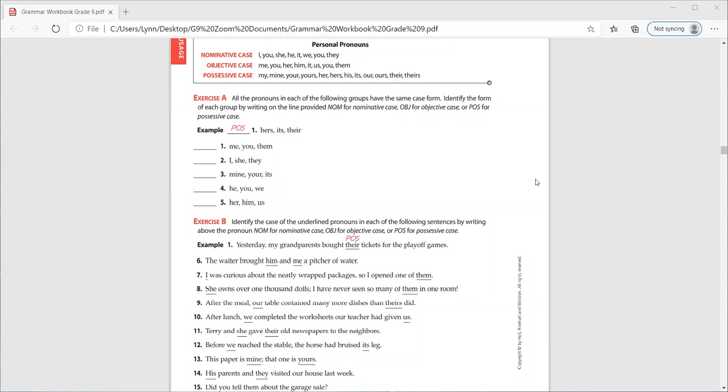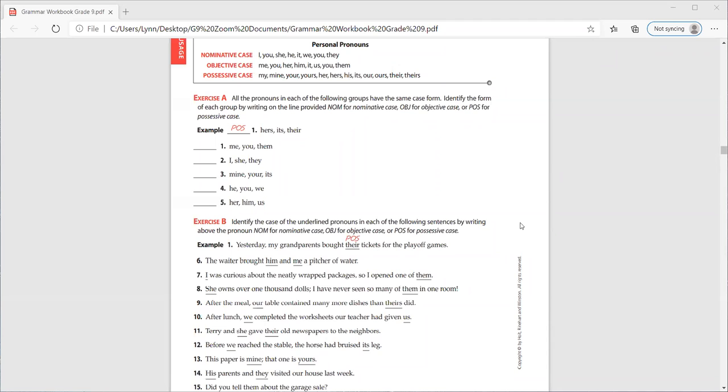Shall I continue? Yes, go ahead, please. Okay. Number 11, she will be nominative, and 12, its will be possessive. Yes. Number 13, mine will be possessive and yours will be possessive. Yes. Number 14, his will be possessive and they will be nominative. Correct. Number 15, you will be nominative and them will be objective. Yes, good job. Thank you.